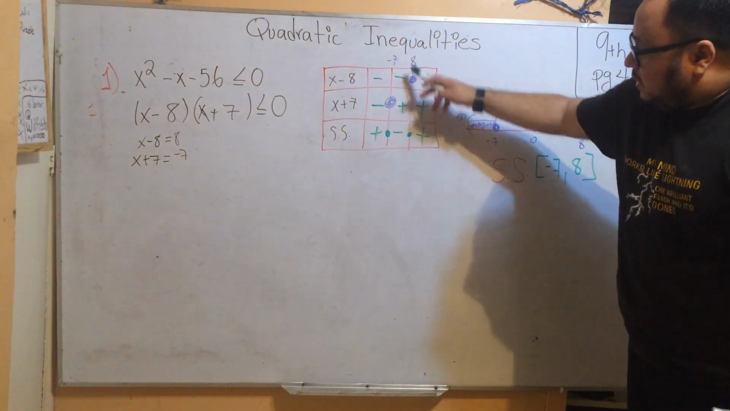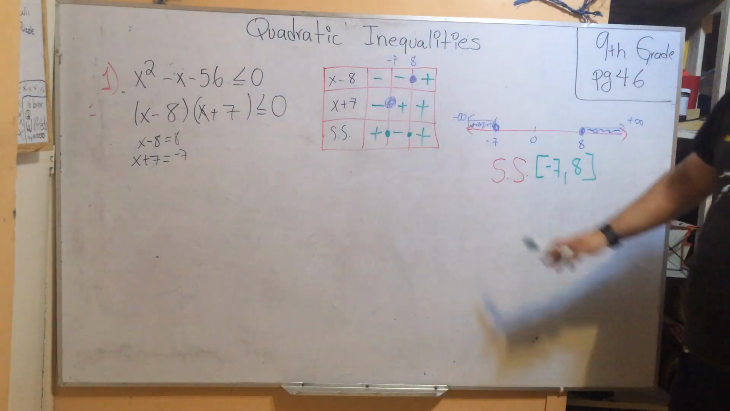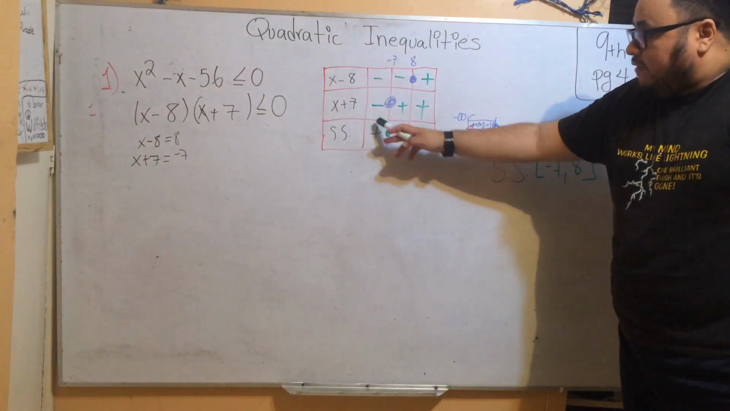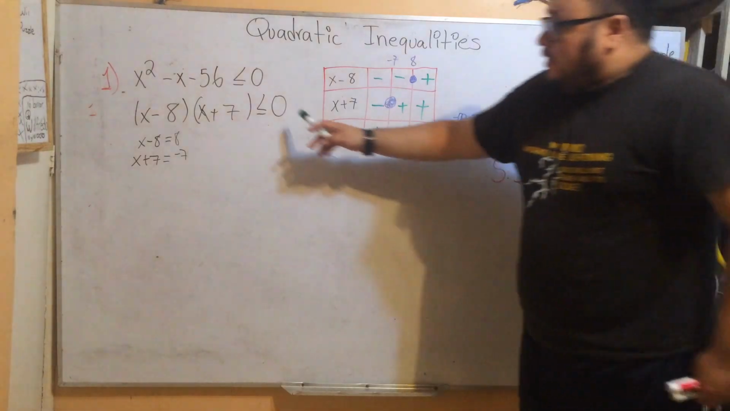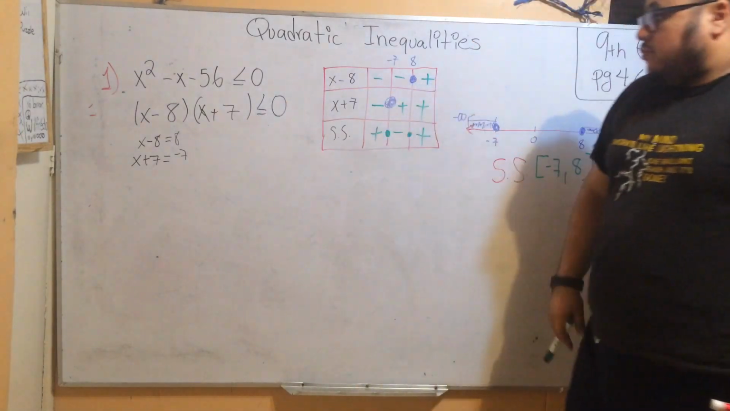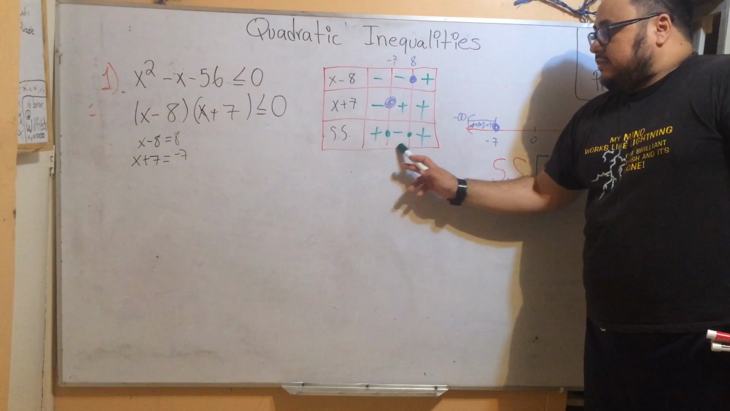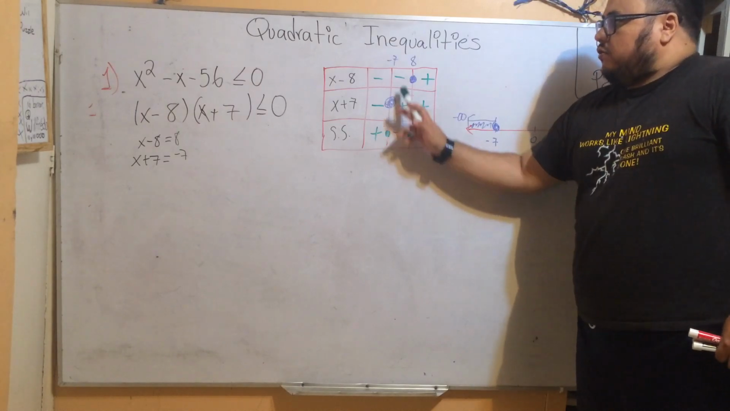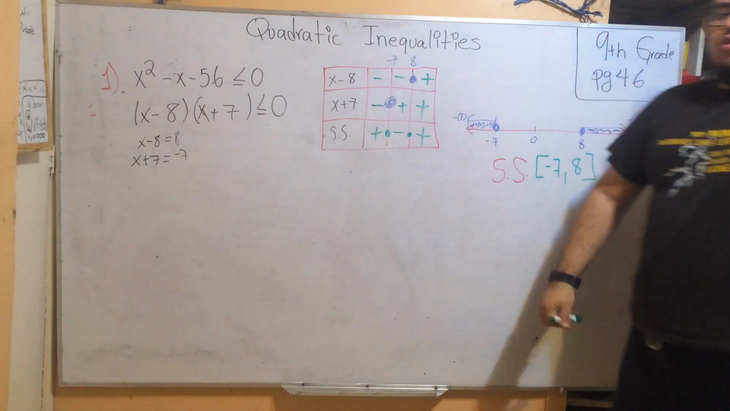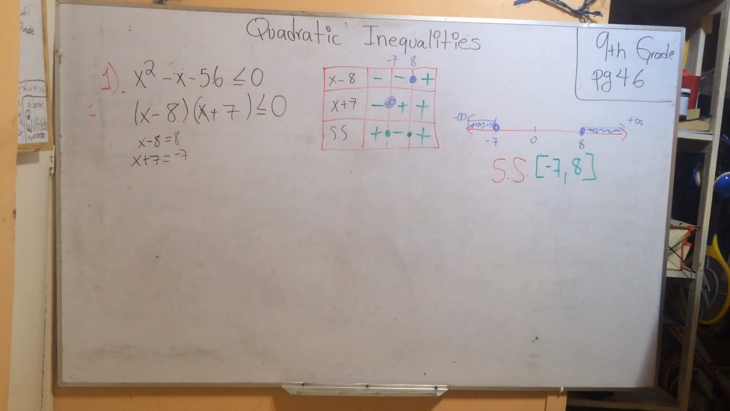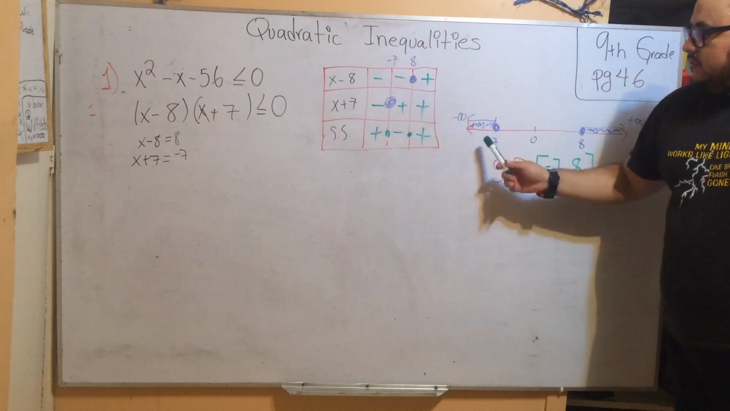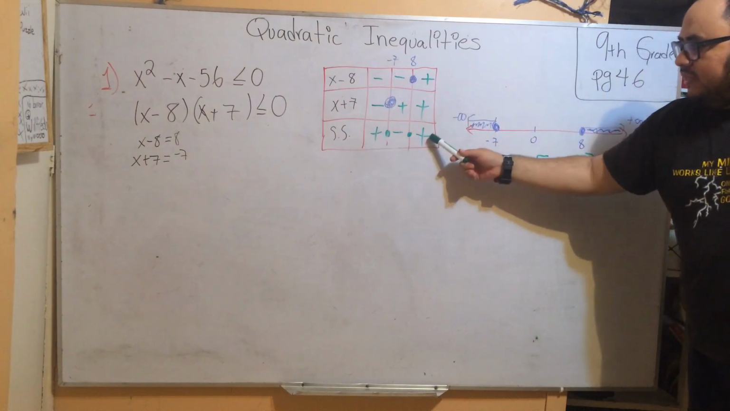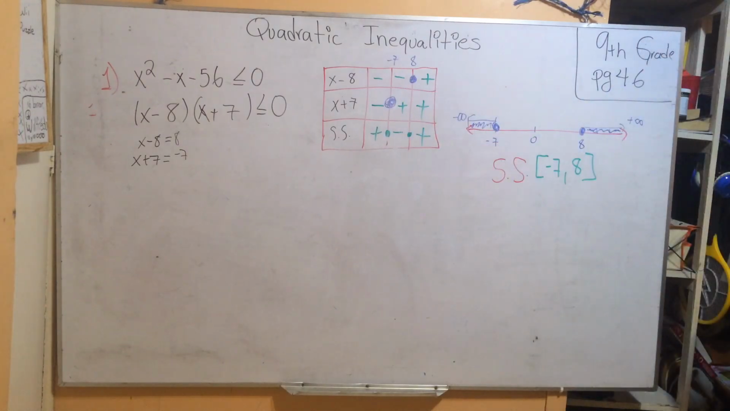So why do we need this table? Because when we graph these solutions, we are looking for the values that make it less than 0. And that means that we find between these two is the value that we're looking for. That's why we graphed, because here we graph this, and in the middle are the values that we're looking for.